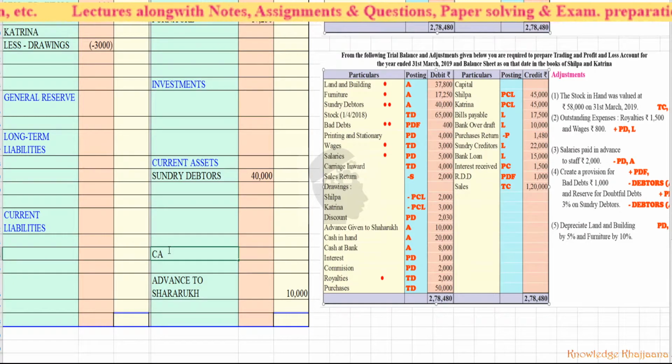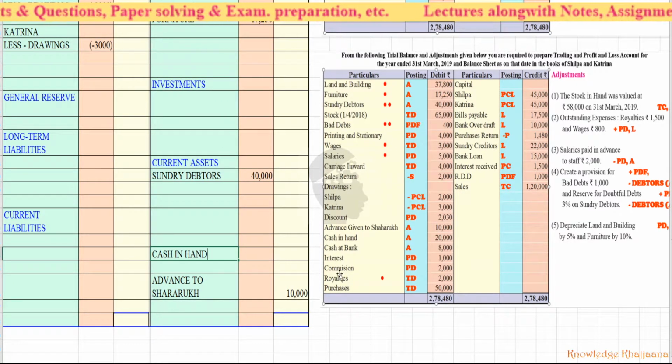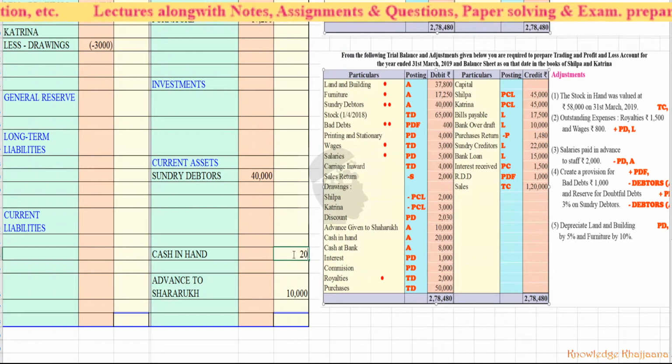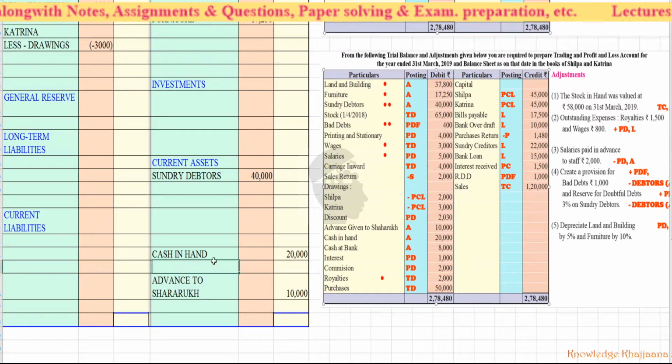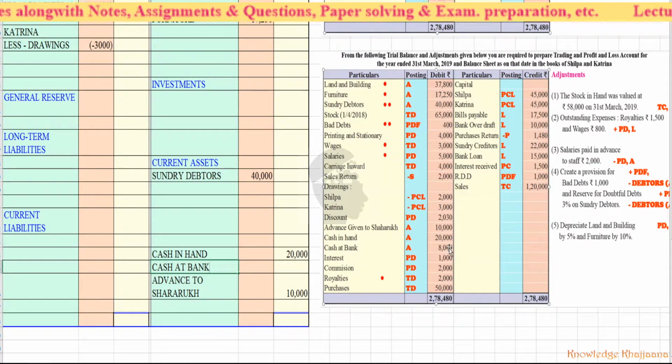Then cash in hand is an asset. Okay, how much is the value of cash in hand? It is rupees 20,000. Then cash at bank, again an asset. Cash at bank, rupees 8,000.